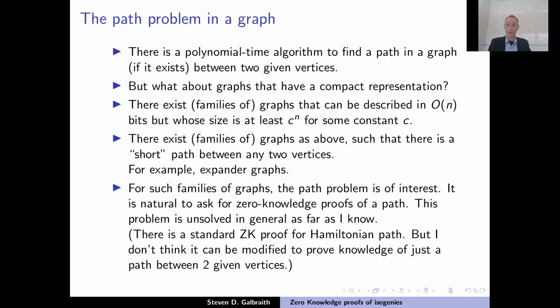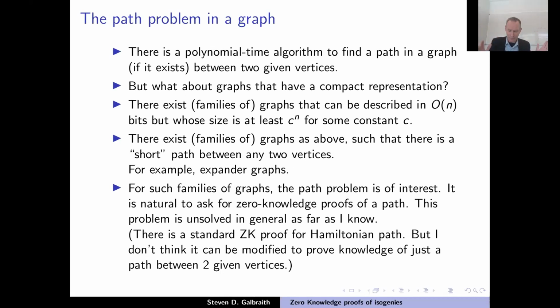So it's very natural to think about proving knowledge of a path in a graph. And actually, I don't know if anyone has ever considered this problem before for general graphs or for, say, general expander families. This only occurred to me this week as I was preparing the talk. So I think it's an interesting question for people to think about. Is there a way to give a zero-knowledge proof for knowledge of a path in a graph, where the graph is exponentially large relative to its description? So that's an open question.